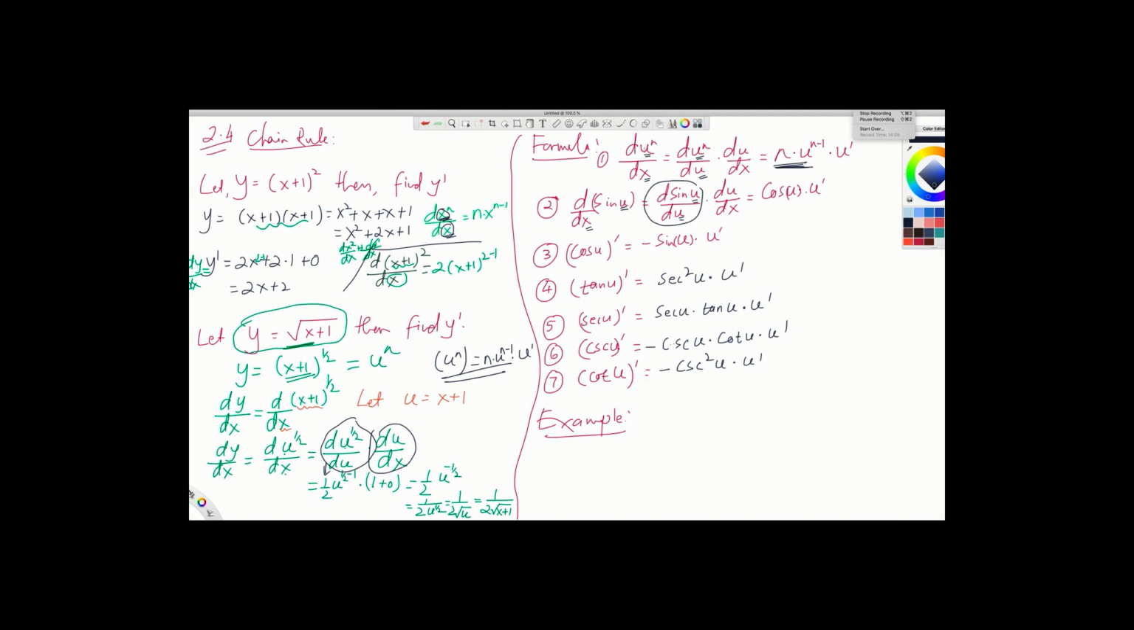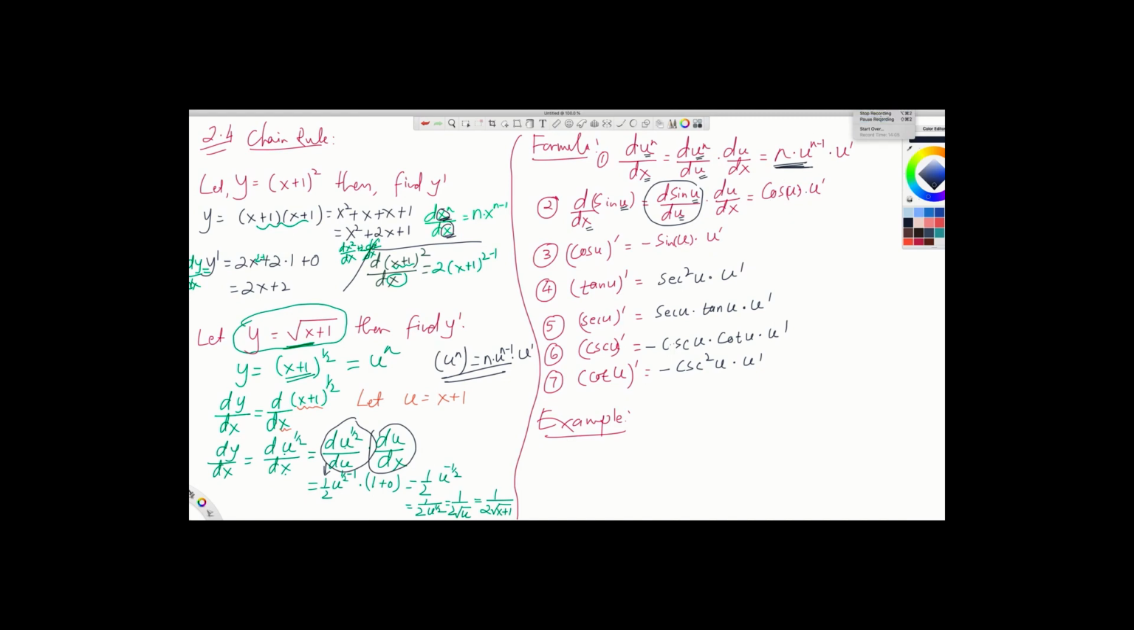The only difference is if that base or that angle is different from x and you are finding the derivative with respect to x, if that angle is u but you are finding with respect to x, then you write the same formula as before and you need to multiply by u prime. That is the new thing we are doing.